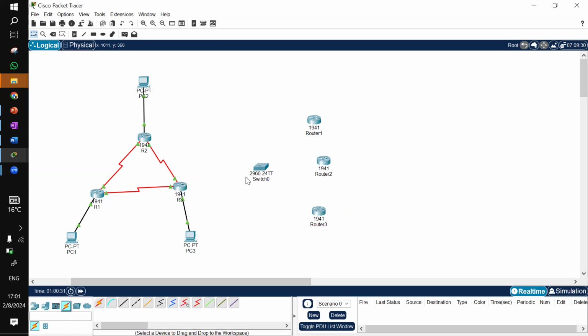With multi-access, it's a bit different. Watch. With multi-access, this is the difference. Let me just make the connections first.